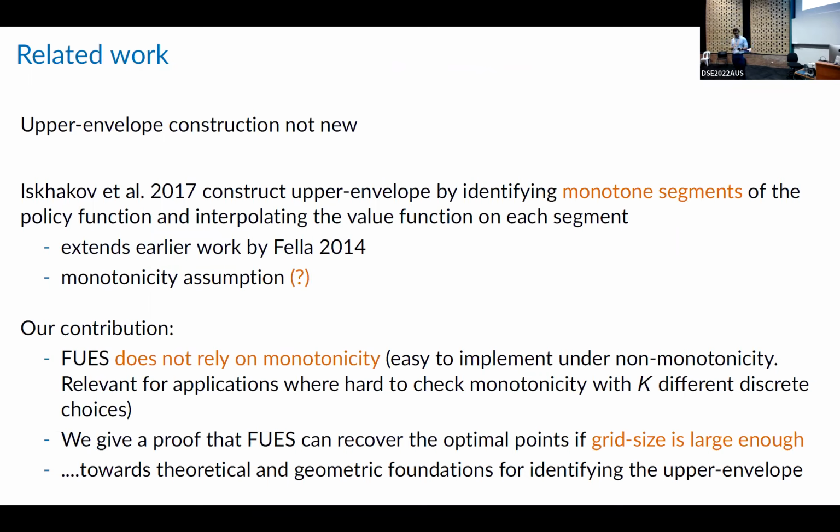So to conclude the introduction, this is related very closely to and builds on Ishbikov et al., or the front row of this auditorium. And what Ishbikov et al. do is solve this problem by picking out monotone segments of the policy function, interpolating the value function over that, and then developing the upper envelope.